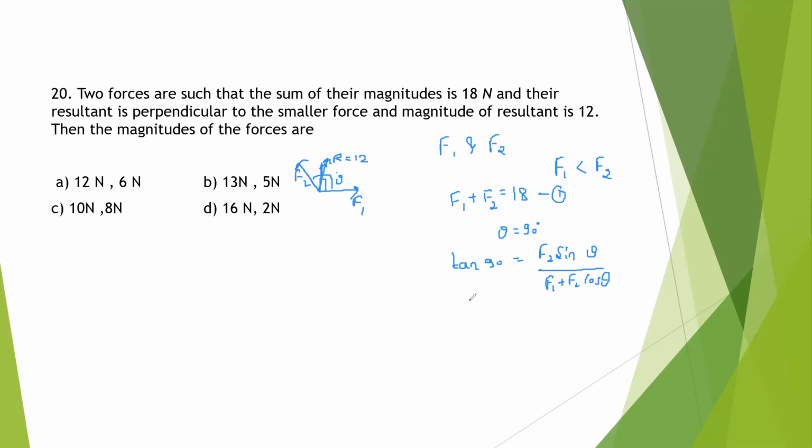So now, what is tan 90 degrees? Tan 90 is infinity. So we can also write it as, if I transfer this infinity to the other side, F1 plus F2 cos theta is equal to F2 sine theta divided by infinity. So anything divided by infinity, what is the value here, students? It is 0.